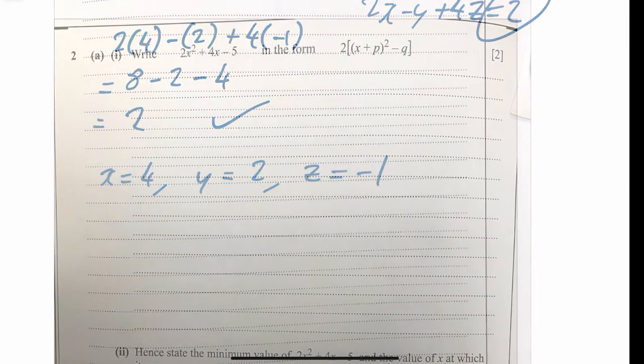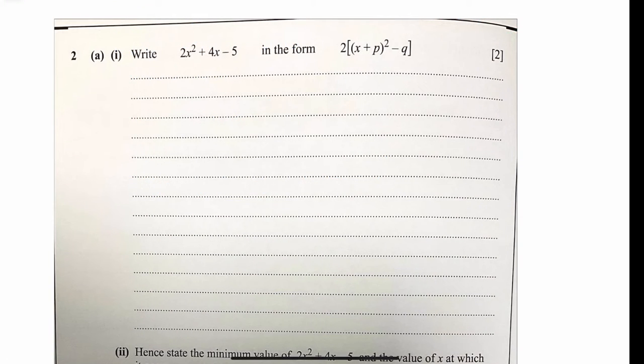Okay, question 2, it says write 2x squared plus 4x minus 5 in the form 2 brackets x plus p squared minus q close brackets. So this is a completing the square question. They've made this very nice for us because they've actually written it in this form where they've taken the 2 outside the bracket first of all. So there's a good clue of how we start.